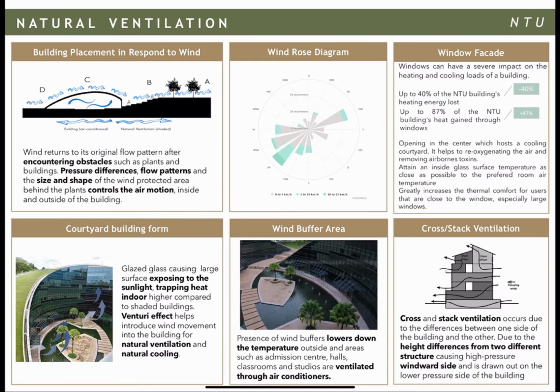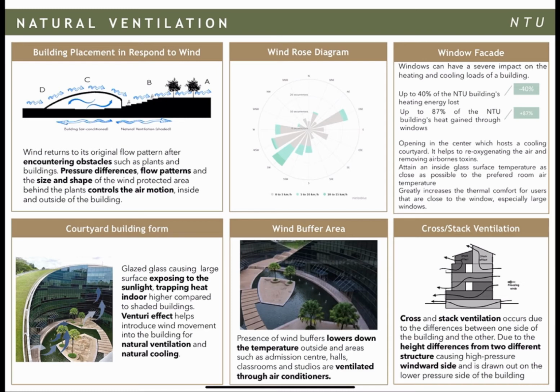For the natural ventilation, the building is placed in response to wind, which returned to its original flow pattern after encountering obstacles such as plants and buildings. Pressure differences, flow patterns, and the size and shape of the wind-protected area behind the plants control the air motions inside and outside of the building.